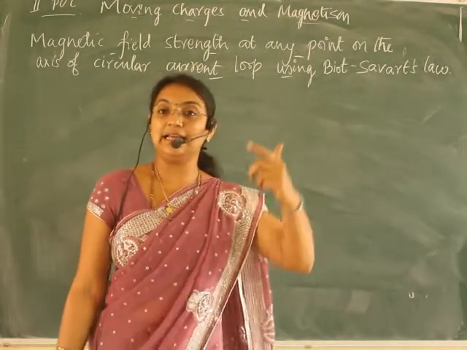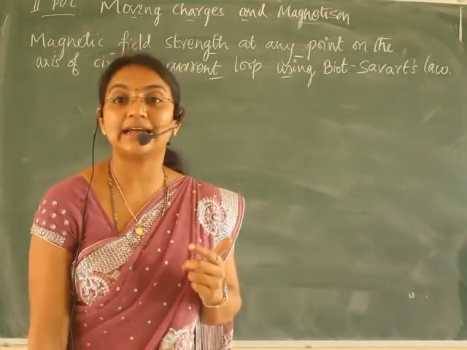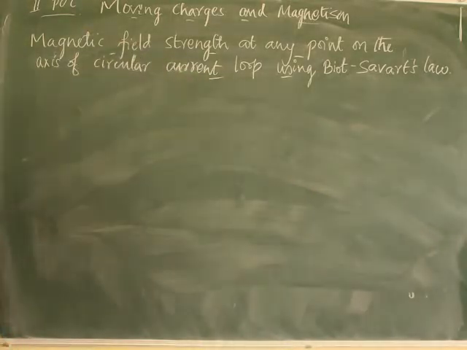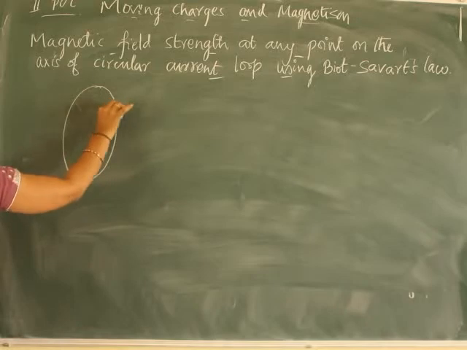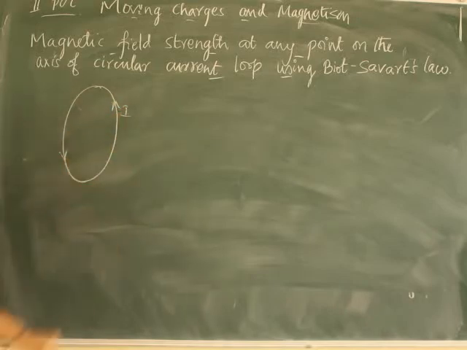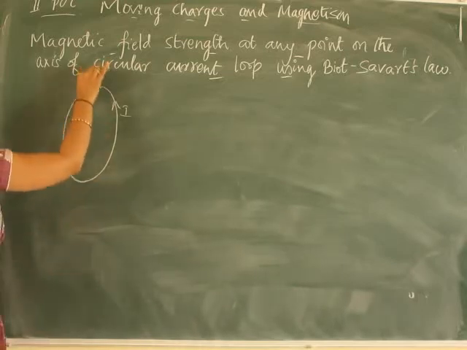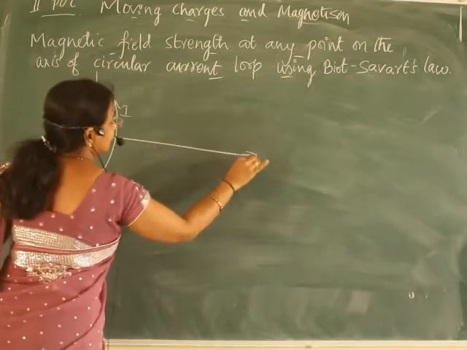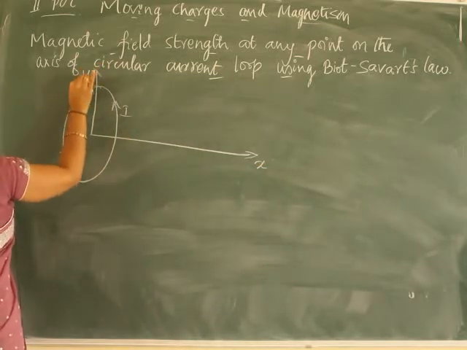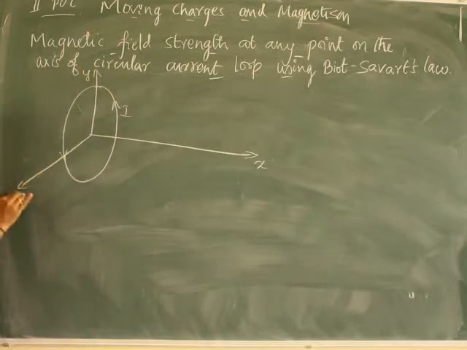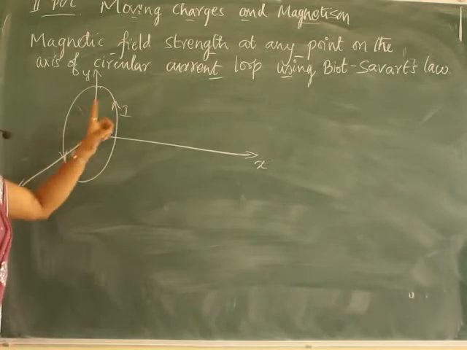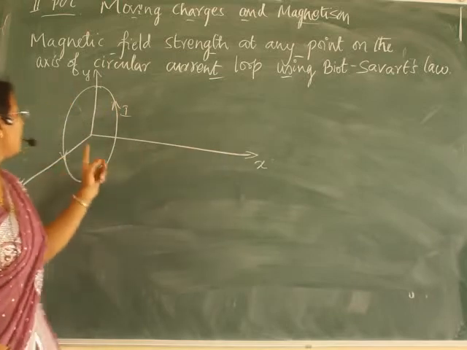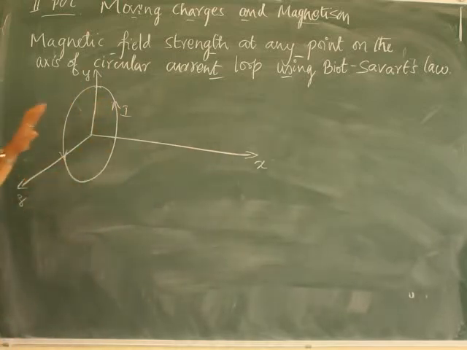So we have to consider a circular loop which is carrying the current I. Let us consider one circular loop carrying the current I in the XY plane. Okay, this is x-axis, let this be y-axis, and this let it be z-axis. So we are considering a circular loop which is carrying the current I in the XY plane. Okay, we have placed it in the XY plane.